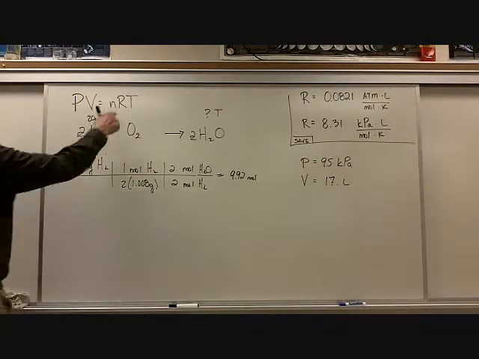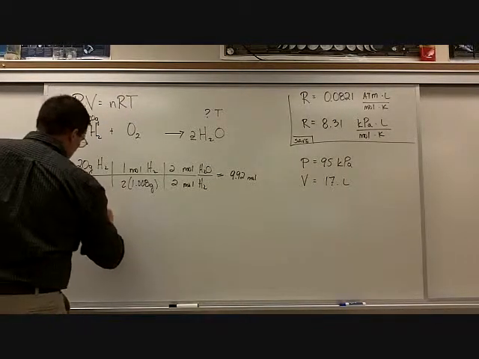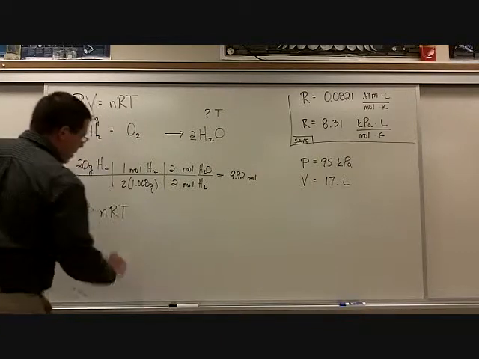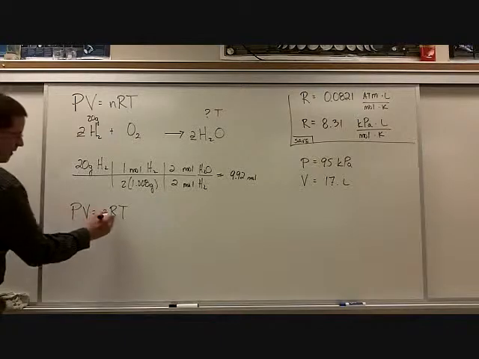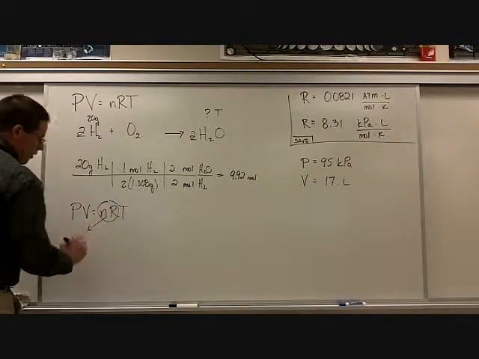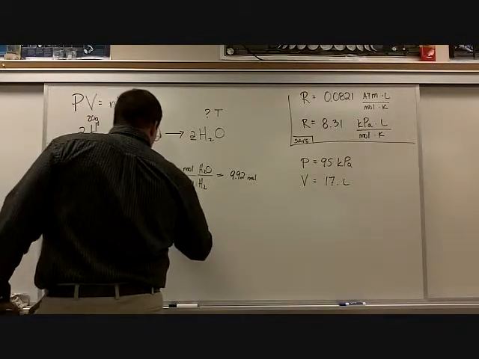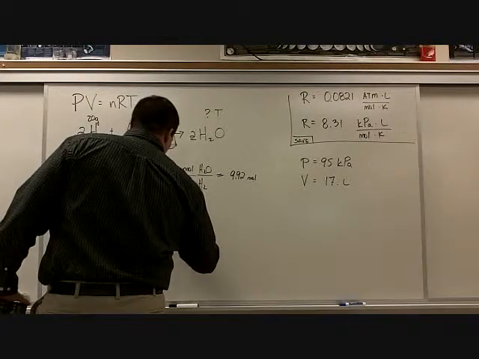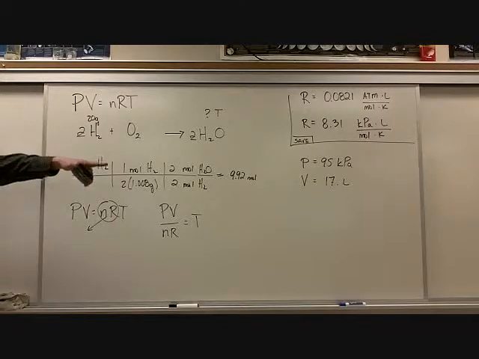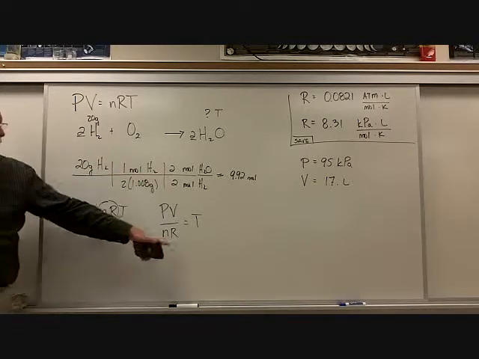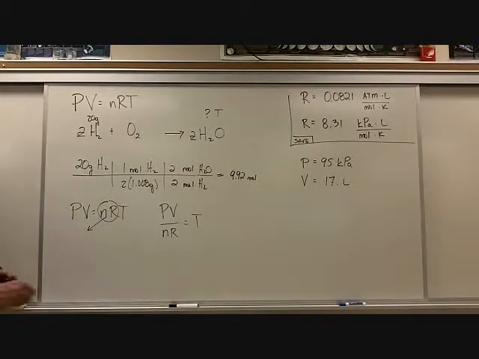So we're looking for a temperature, so we need to rearrange the equation. So how do I isolate T all by itself? Divide by n and R on both sides. So now I've got PV over nR is equal to T. Because the pressure and volume are given, the number of moles we just found, and the R.